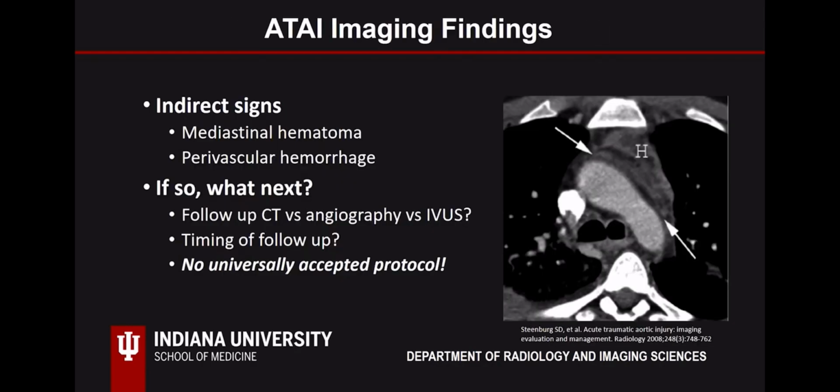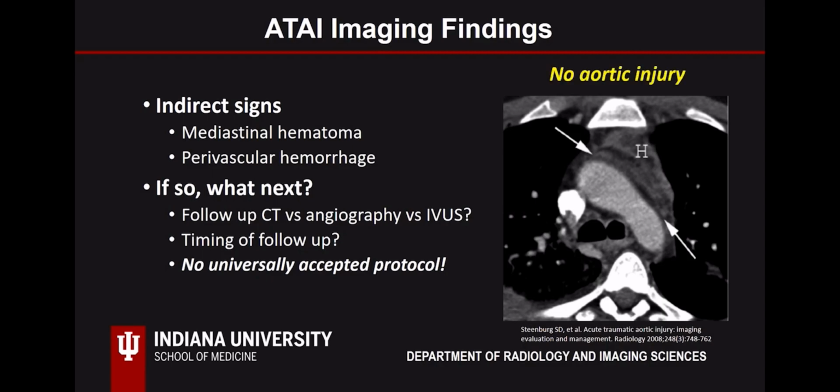The indirect CT signs of an aortic injury are less important now in the advent of high-resolution multi-detector CT. Mediastinal hemorrhage and perivascular hemorrhage are indirect signs. However, as you can see in the patient on the right, there is mediastinal hemorrhage with a clear fat plane between the hemorrhage and the aorta, which was uninjured.